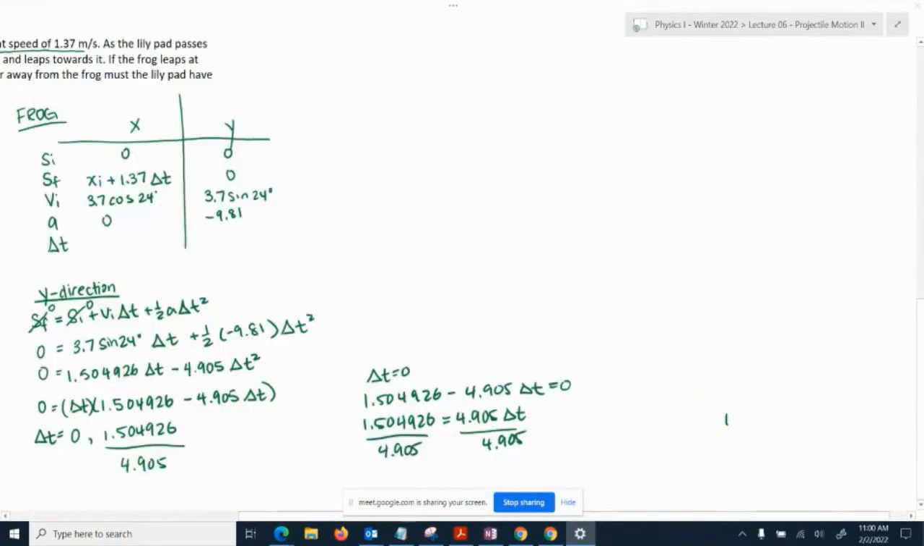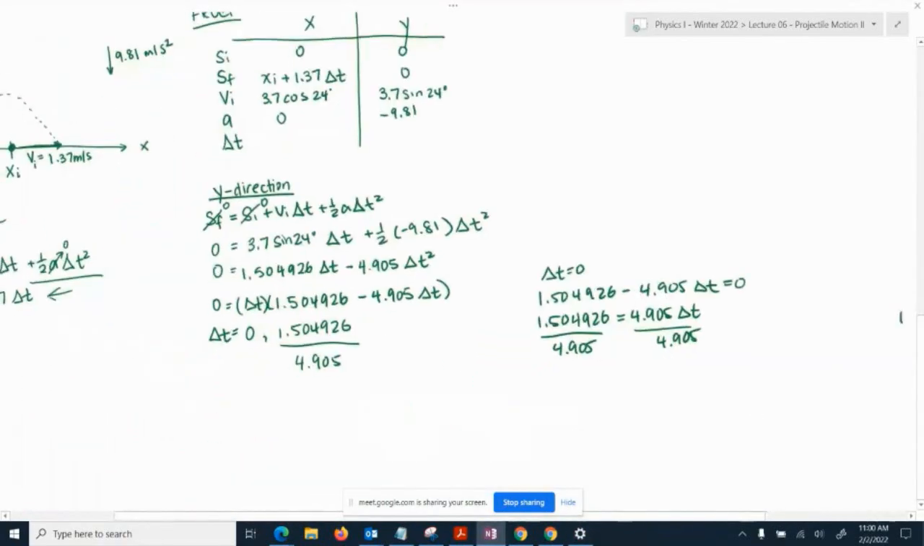Okay, and that's what I got before, right here. So delta t equals 0, and delta t equals 1.504926 divided by 4.905, which equals 0.306846. Okay, that's in seconds. So now we solve for delta t.